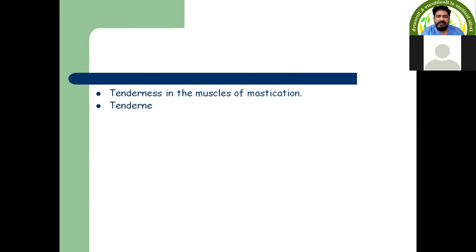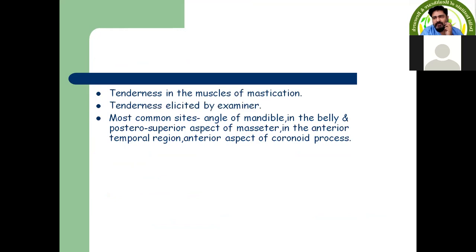There is tenderness in the muscles of mastication, elicited by the examiner. The most common sites are the angle of the mandible, the belly and posterior superior aspect of the masseter, and in the anterior temporal region, the anterior aspect of the coronoid process.